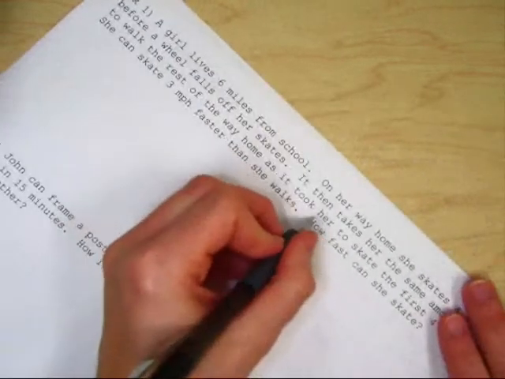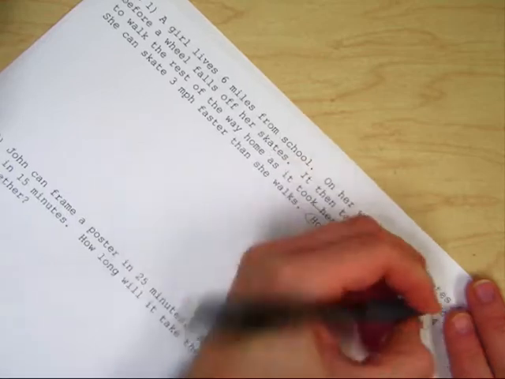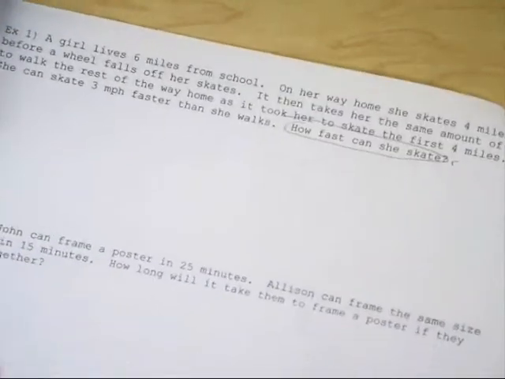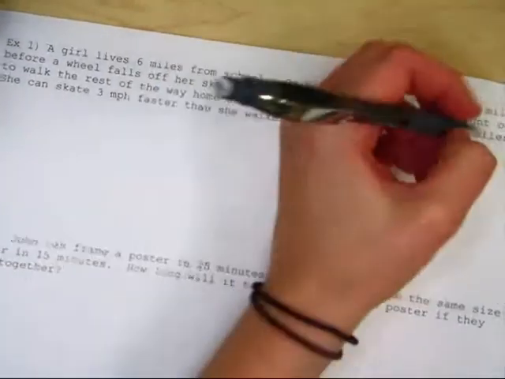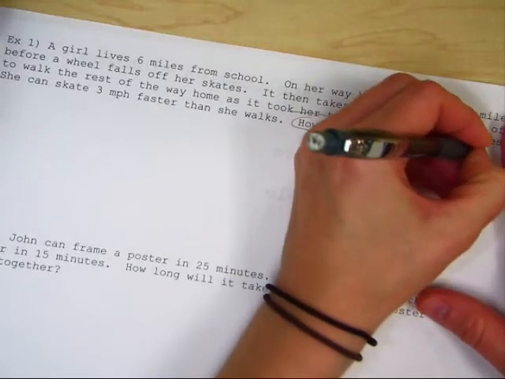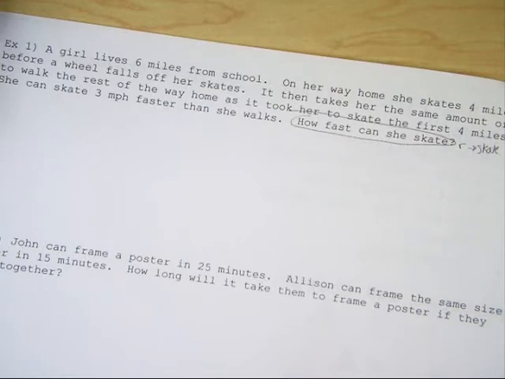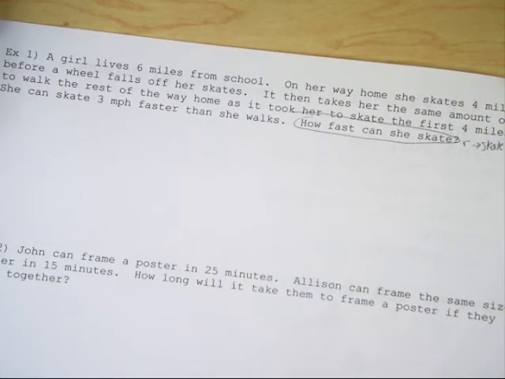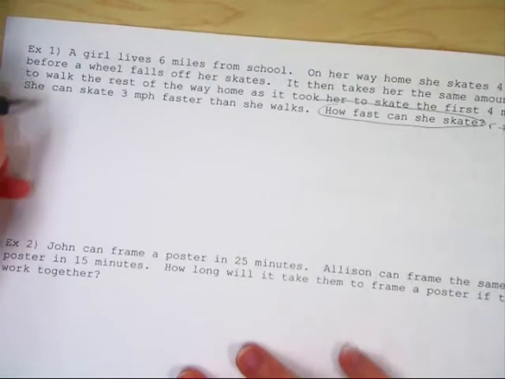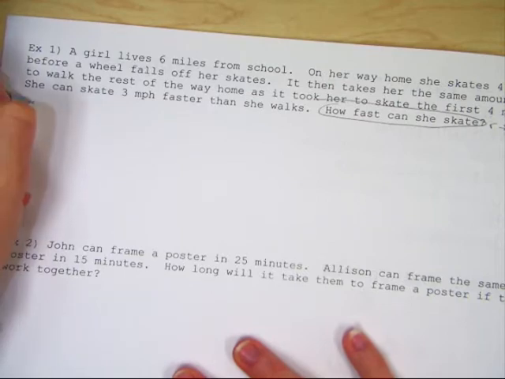Okay, so how fast can she skate? That's my R. That's going to be my purpose, to solve for the R for the skates. Okay, so I got my purpose. Now let's draw a chart or a picture. Since we're talking about distance, we're going to use a distance chart. So this is a distance problem, so we're going to use a distance chart.